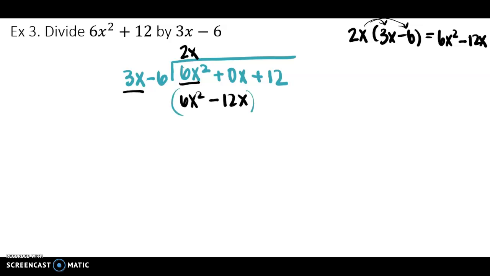And then you're going to go ahead and subtract. And then these cancel out. And then you bring down the 12x. And then you add 12. Oops, added 2 x's there.